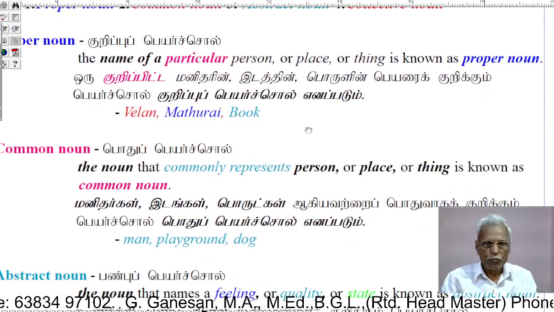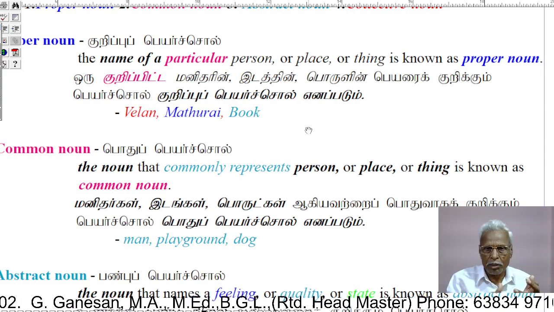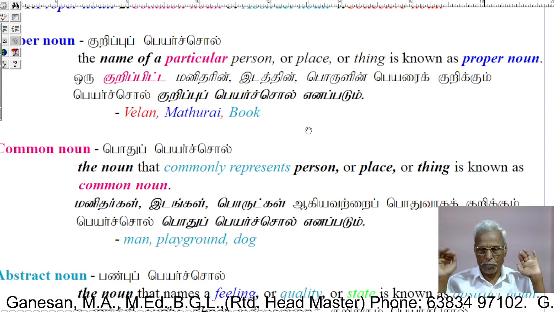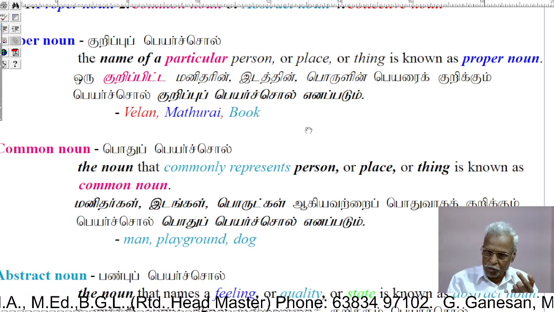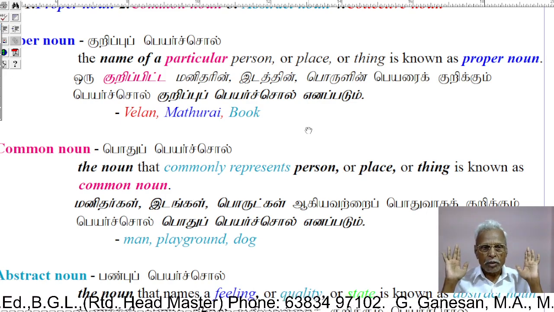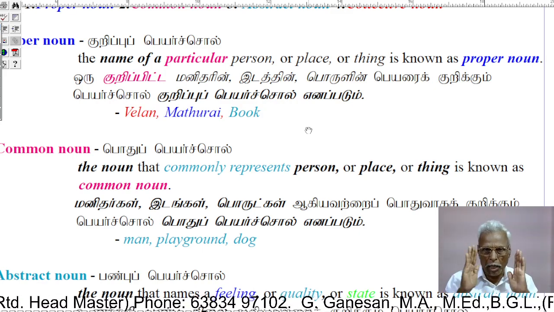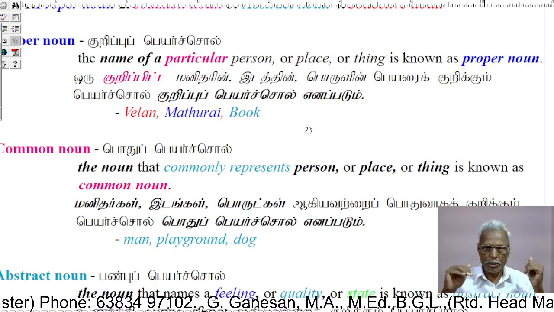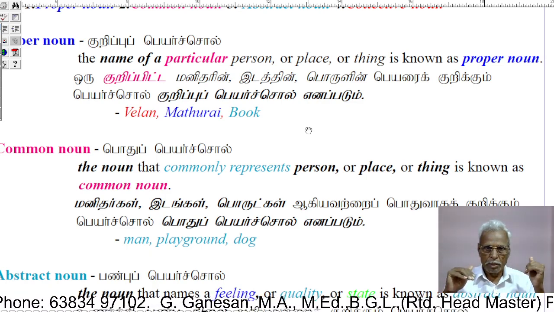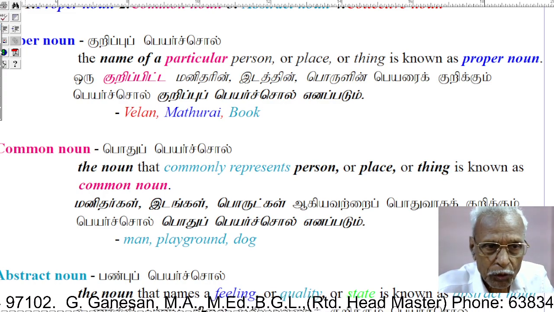Proper noun. What is a proper noun? The name of a particular person, place or thing is known as a proper noun. Let us see the example. Valan, the name of a particular person. Madurai, the name of a particular place. The name of a particular thing, you see, not just book.